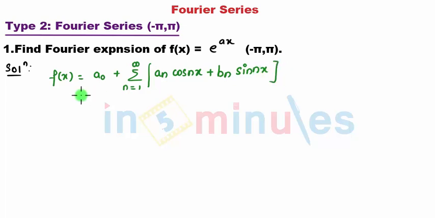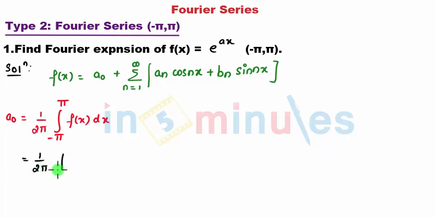Now we'll find a0, an and bn. First is the a0 formula, that is 1 upon 2 pi, now it will be from minus pi to pi. See students, understand, the change will be only for the range of minus pi to pi. Rest of the whole formula for a0 will be the same. Now let's put f of x here and find a0.